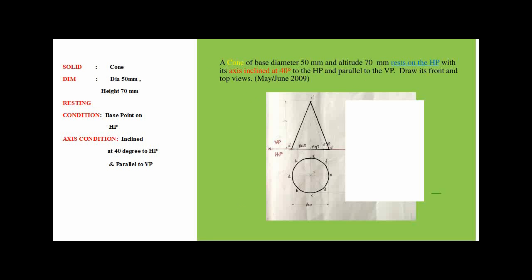Read the question carefully and write the given data. The given solid is a cone with a base diameter of 50 mm and a height of 70 mm. See the resting condition: it rests on HP on one of the base points. See the axis inclination condition: here the axis is inclined 40 degrees to the HP and parallel to VP.